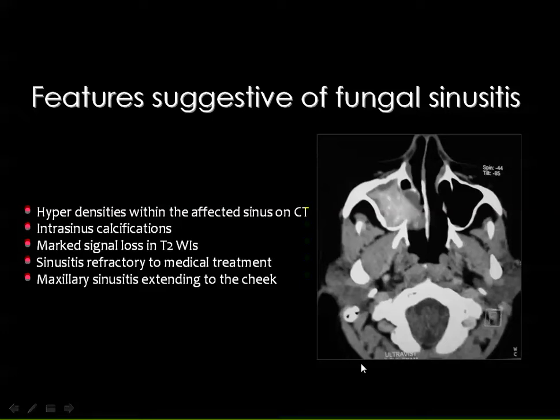Then how can you predict the presence of fungal sinusitis from imaging? Number one, the detection of hyperdensities within the affected sinus on CT before or after contrast injection. Intrasinus calcification and marked loss of signal in the T2 weighted images on MRI. And sinusitis which is resistant to medical treatment, you should suspect superadded fungal infection. And maxillary sinusitis extending to the cheek is one of the helpful clinical signs.